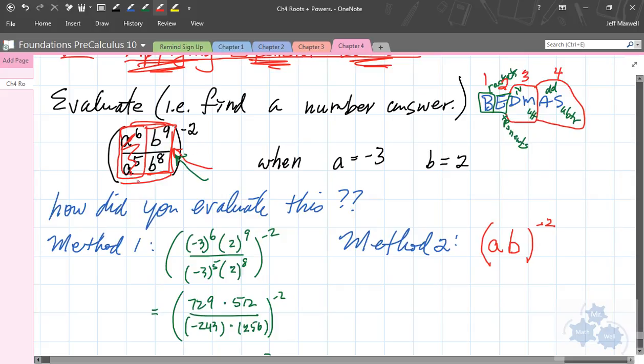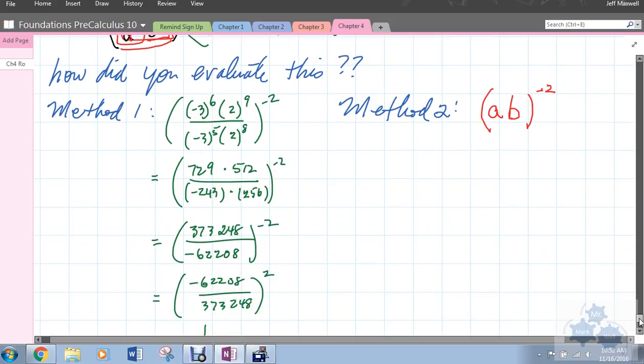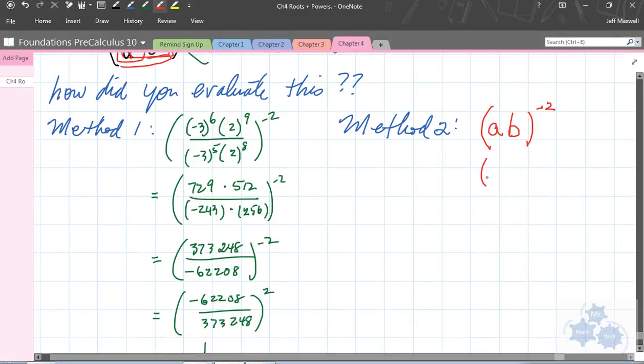So I looked inside the brackets to see what I could simplify. And even down here, before I applied the exponent, I did some simplification in here. This isn't the most efficient method, but I followed the order of operations. Now I can substitute here, and what do we say a was? -3, b is 2, to the power of -2. So inside the brackets, let's simplify this to -6.